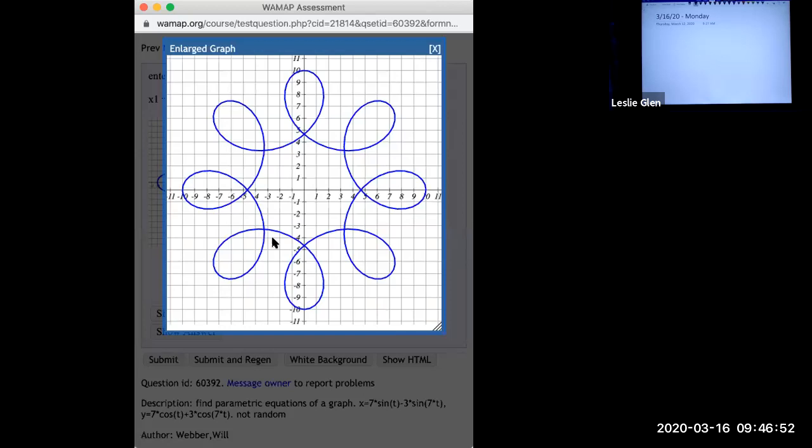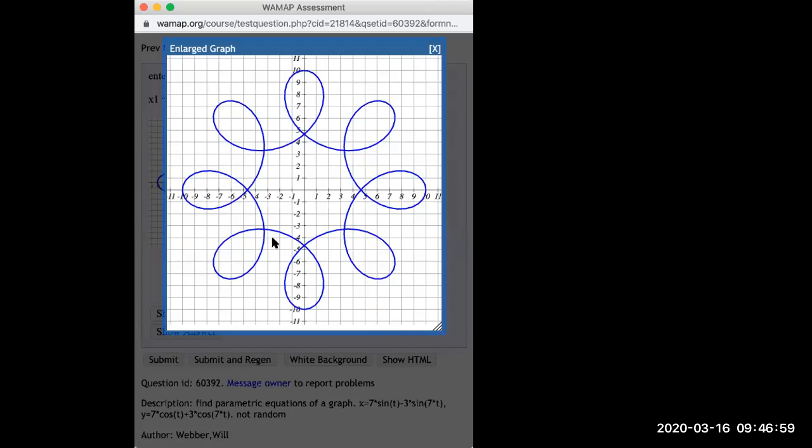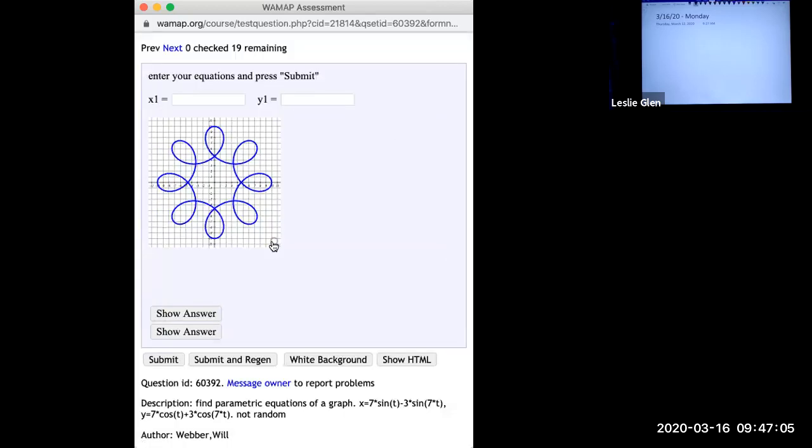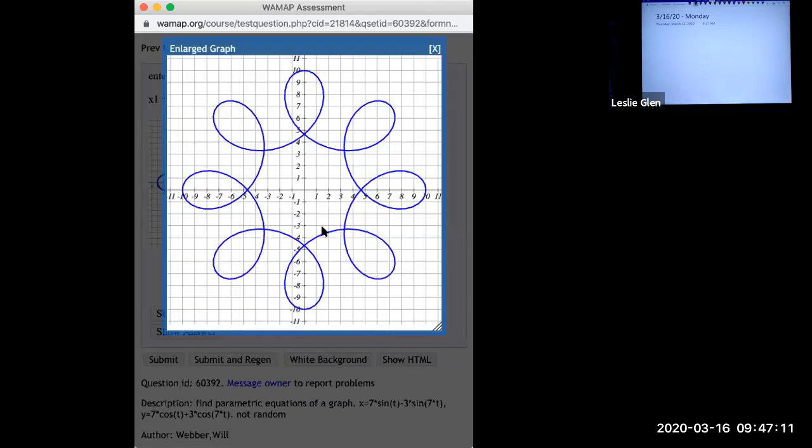Can you see the larger version of the graph? Did you see it blow up, kind of zoom in? Yep. Okay, good. So you can see the bigger version. That's quite helpful because especially in some of the problems later on when it's hard to see exactly what's going on, being able to blow it up and see bigger is really quite helpful.